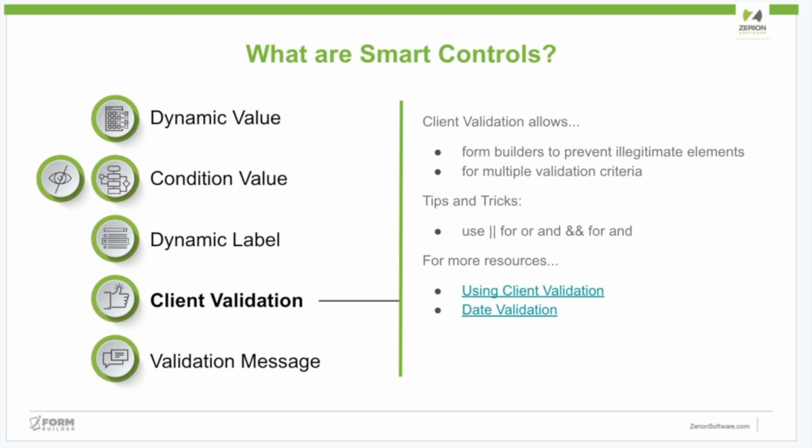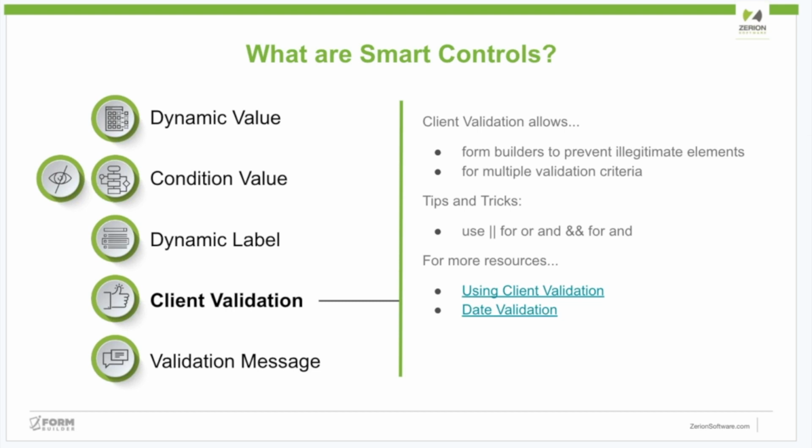The next two are client validation and validation message. These two go together. The first is client validation. This is where you're going to make use of a JavaScript statement so that you can configure it so that a user cannot submit a record if that validation has not been met. So for instance, you can create a statement that says this element has to be greater than 0. If it's not, then the user cannot submit the record.